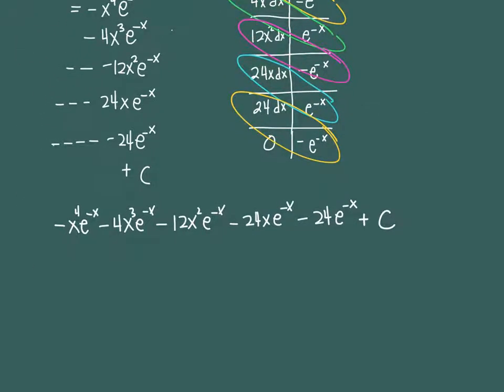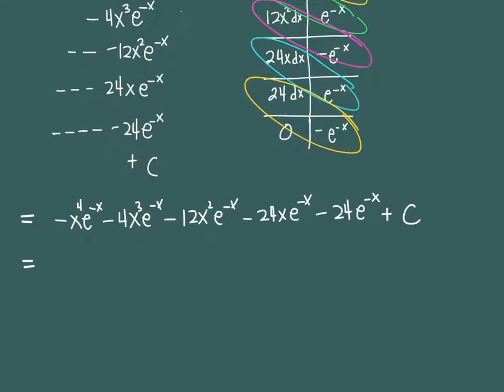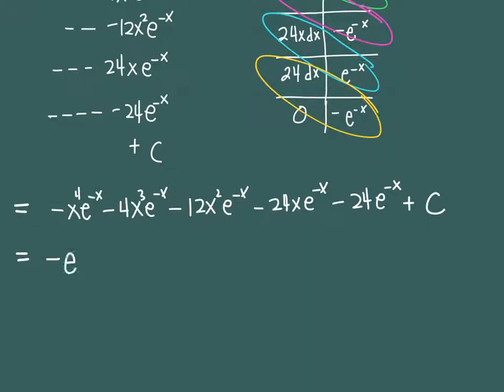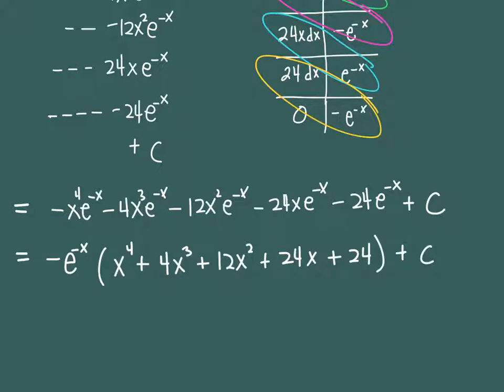So ultimately, what do all of the terms have in common? A negative and an e to the negative x. So let's factor that out. If I take a negative and an e to the negative x out from everything, I am left with x to the 4th plus 4x to the 3rd plus 12x to the 2nd plus 24x plus 24, and a plus c on the end of all of that. Okay? And this is better than having to do it 4 times in the cycle the other way.